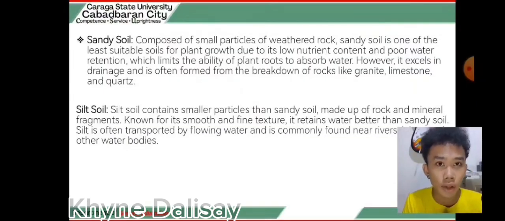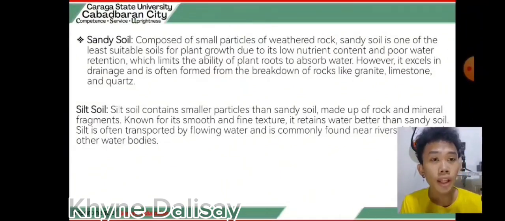Third one, silt soil. Silt soil contains smaller particles than sandy soil, made up of rock and mineral fragments, known for its smooth and fine texture. It retains water better than sandy soil. Silt is often transported by flowing water and commonly found near rivers and other types of bodies of water.